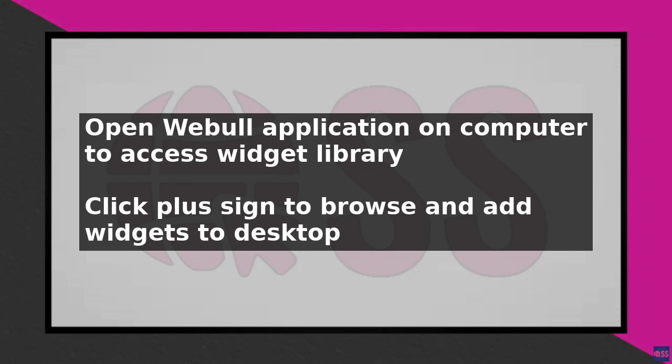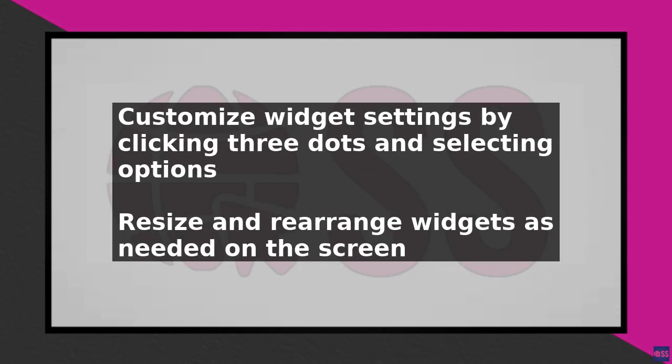Browse through the available widgets and click on the one you want to add to your desktop. The widget will be added to your screen and can be resized and rearranged as needed. You can also customize the widget settings by clicking on the three dots at the top right corner of the widget and selecting the settings option.